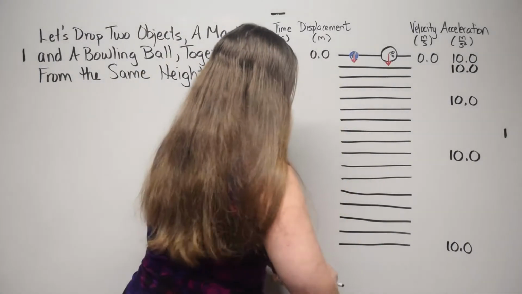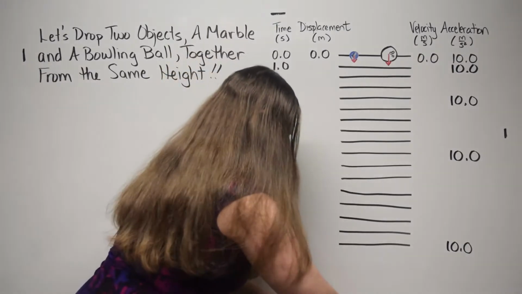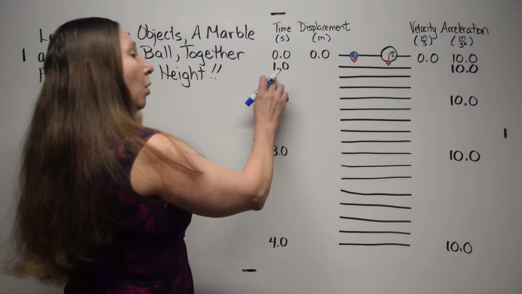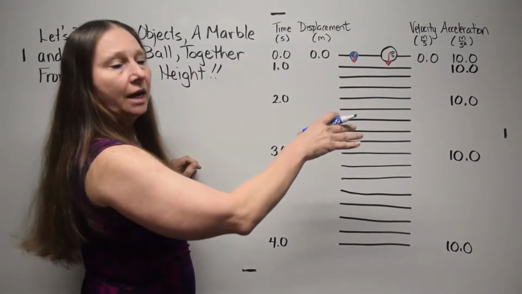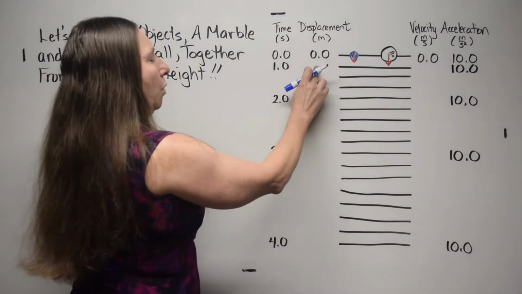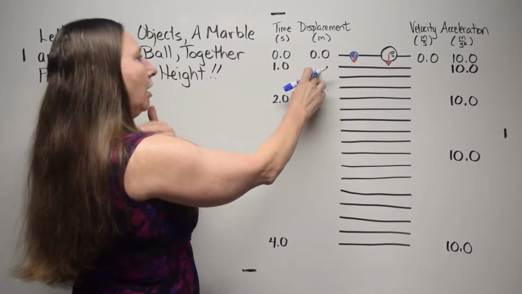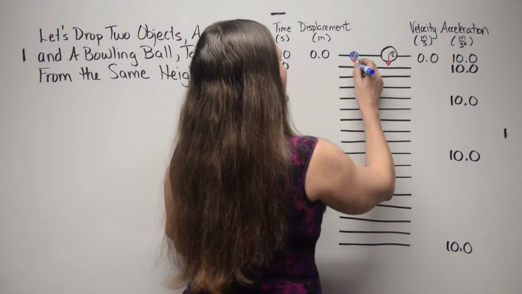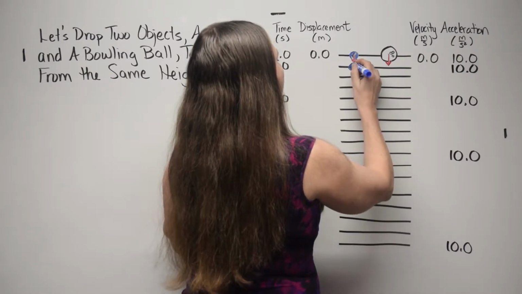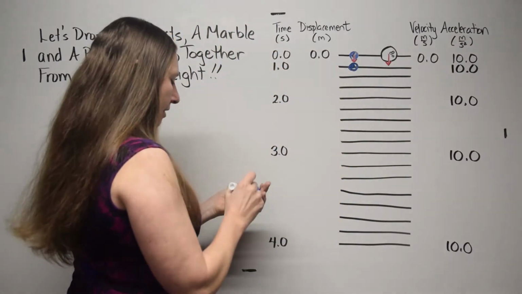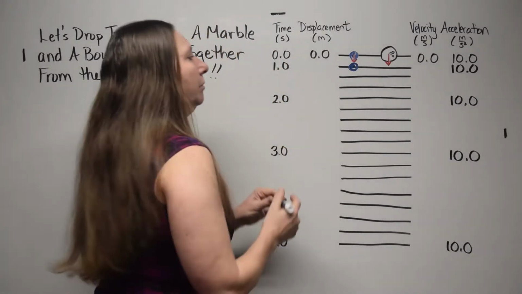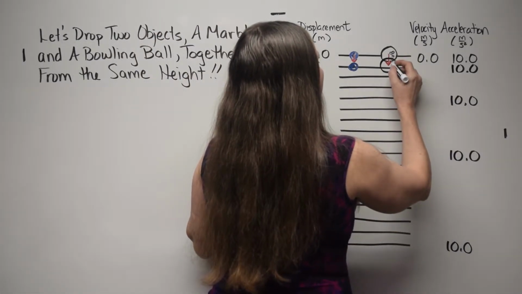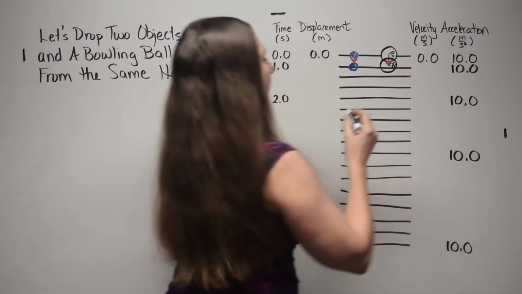All right, now, let's draw the marble and the bowling ball at the 1 second mark. After 1 second of falling, where are they and how fast are they going? Okay, so I'm going to put the marble down here now. Here's the marble, and here's the bowling ball. The bowling ball is down to here also. Now remember, they fall together.